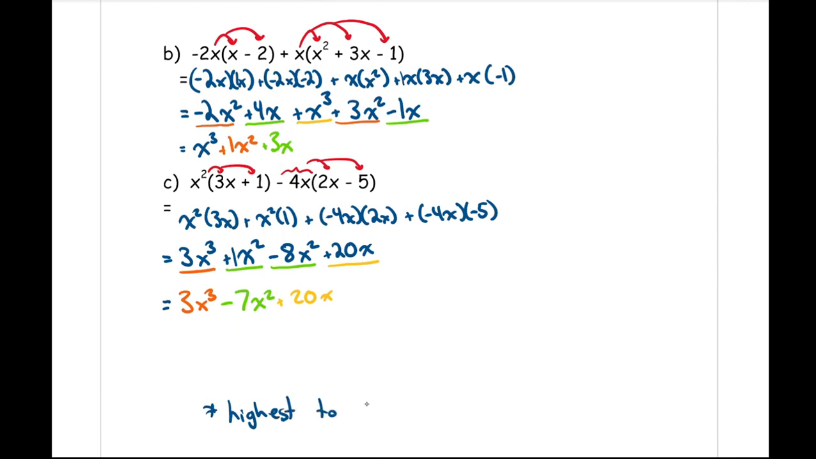Highest to lowest exponent. Again, that's just a general rule of thumb. It's not wrong if it's out of order, because it still is the same thing. But the general rule of thumb is you do want to have the highest exponent down to the lowest exponent. So x cubed, so 3, 2, and then 1.